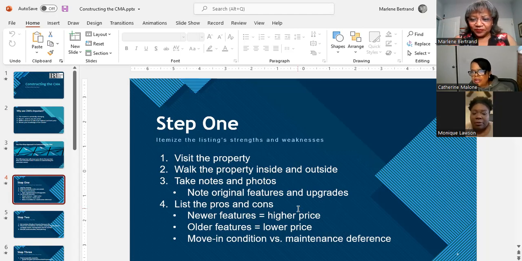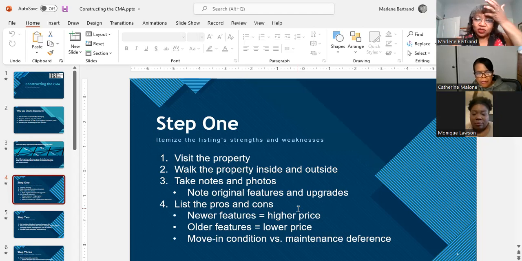Not an upgrade depending on where they're at. I've learned that the hard way. Yeah, because some people with small children don't want a house with a pool. So for them, that's not an upgrade. So just because a home has a pool doesn't mean they get a higher price.